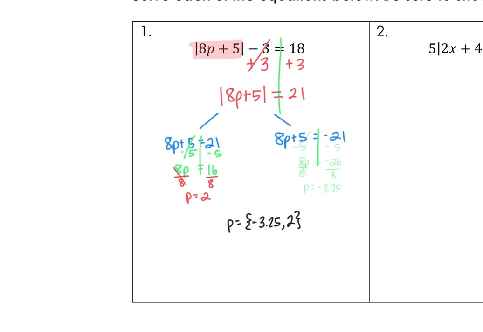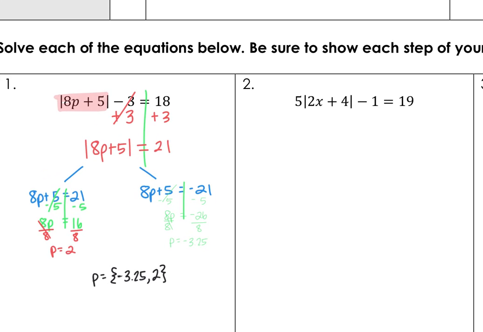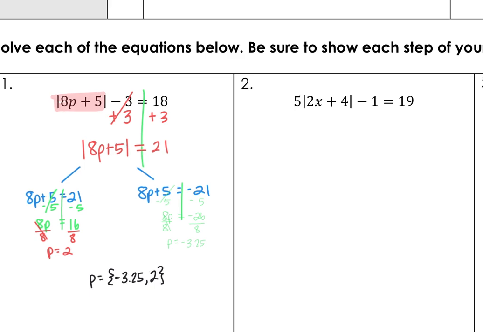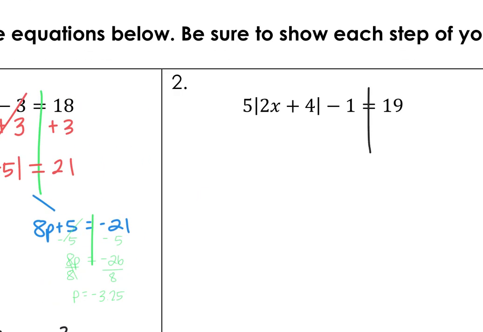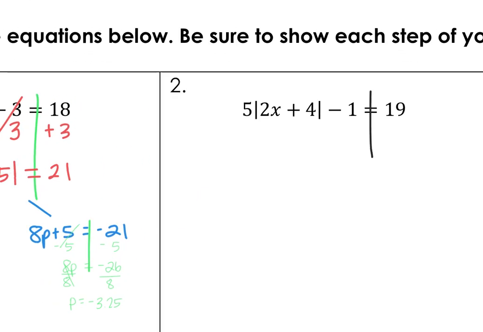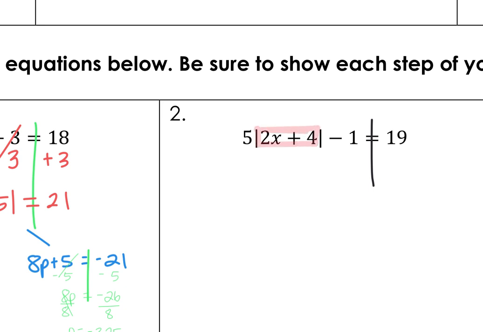Let's work through number 2 together. Number 2, I have 5 times the absolute value of 2x plus 4, minus 1 equals 19. So again, with these absolute values, the first thing I want to do is get this part all by itself. I'm just highlighting it to draw your attention to it. It's over here on the left.